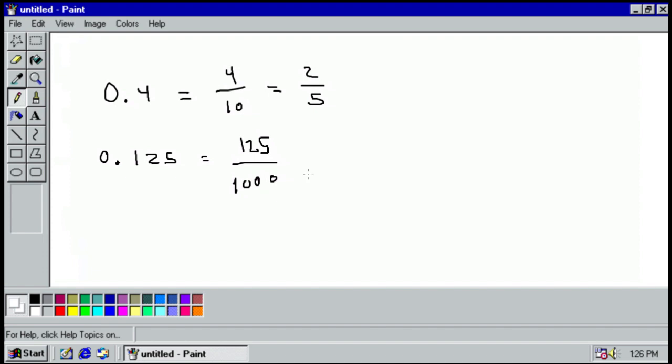We can divide both of them by 125. 125 over 125 is 1, and 1000 divided by 125 equals 8. So this means 1 over 8.